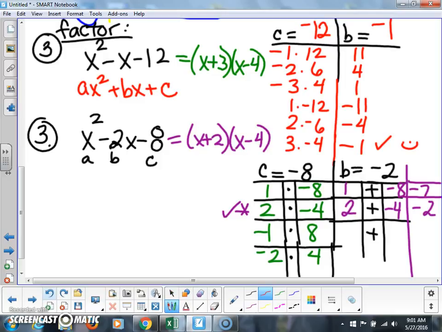Now, a lot of you guys were asking me this. Why did you put 2 3s? Because actually, the problem for number 3, why are you guys talking while I'm talking?